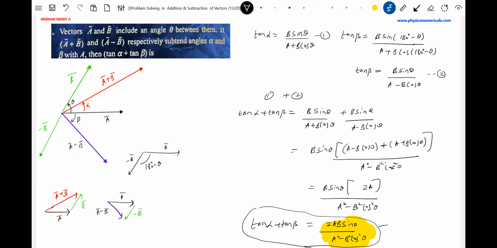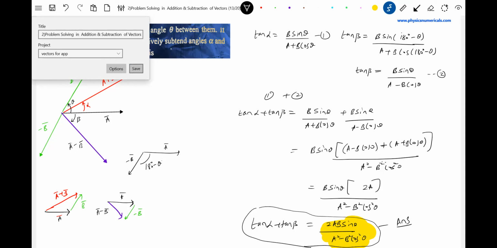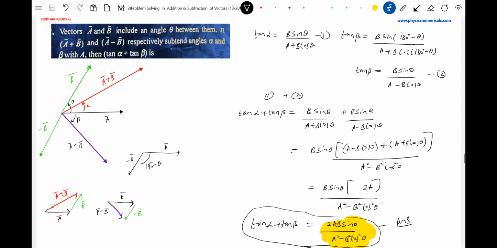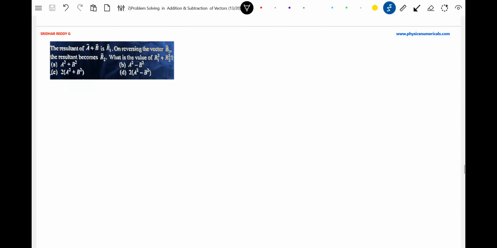Sir, is it not math based? Maybe. We don't need this much numerical, just some numerical practice is what we have brought here. Let me shift to the next question.